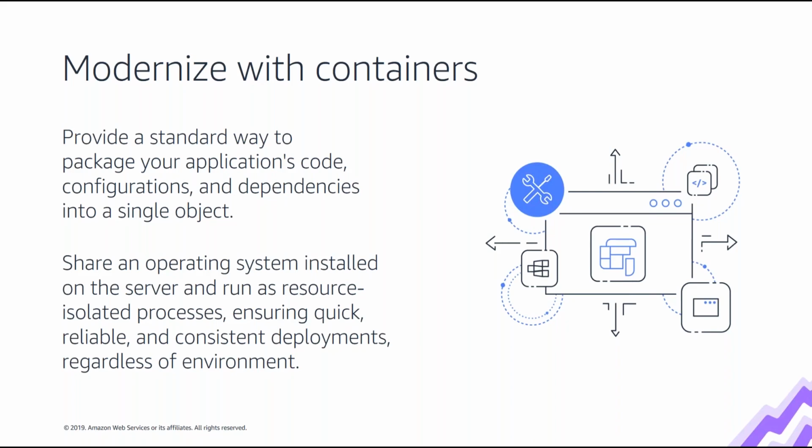Containers also make it easier to move from legacy to modern applications. Most legacy applications can be packaged into a Docker file, which can then be deployed to a container orchestration service such as Amazon ECS or Amazon EKS. This basically gives you a path to modernization without requiring a big bang approach.